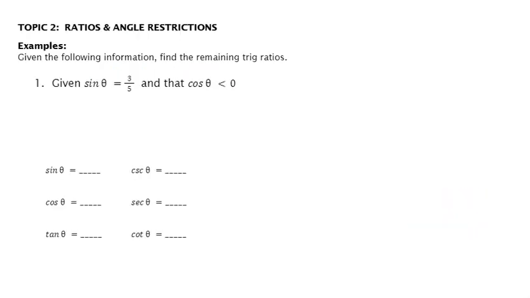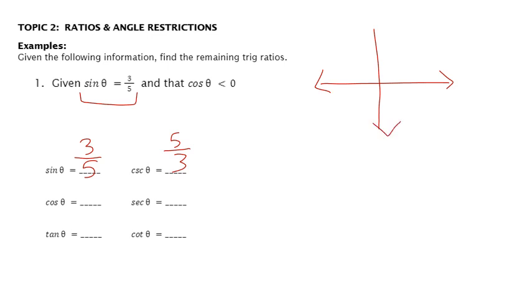For the second topic, we're using those angle restrictions now to get all the trig ratios. So this is kind of just putting together what we've already been doing. So a few things, they give us sine is 3/5. So right away we know cosecant is 5/3. And this is very similar to what we saw in the first section. The only thing is now we have negatives and positives. So we have to kind of figure out what quadrant everything's lying on.